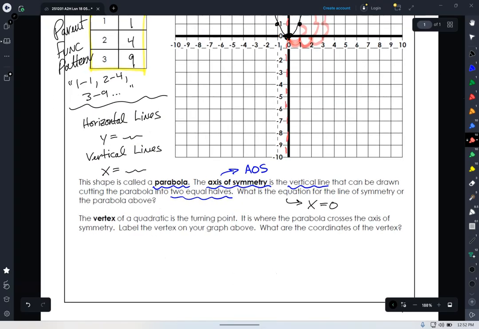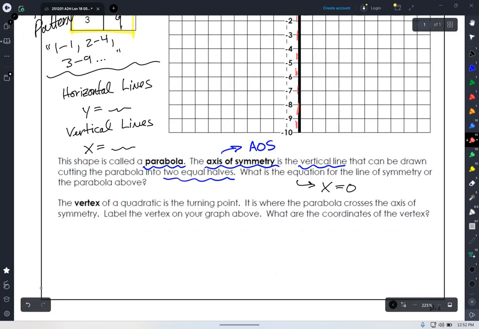Now, let's get some other language established in here. The vertex of the quadratic is the turning point. Okay? It's the turning point of the parabola. And it's where the parabola crosses, watch this is really important. It's where the parabola crosses the axis of symmetry.